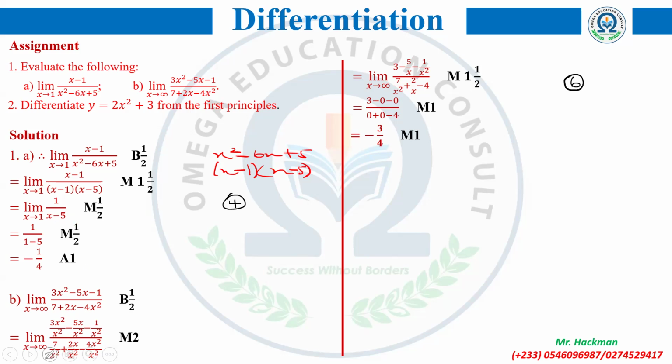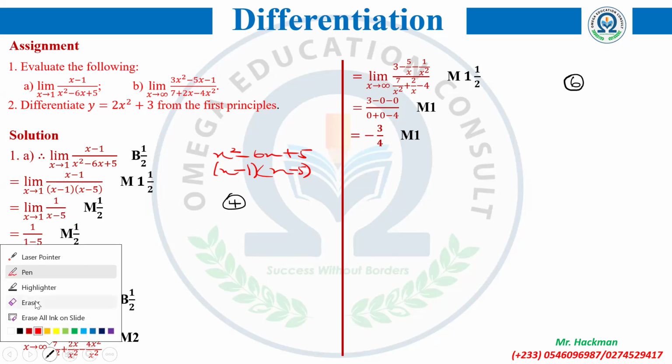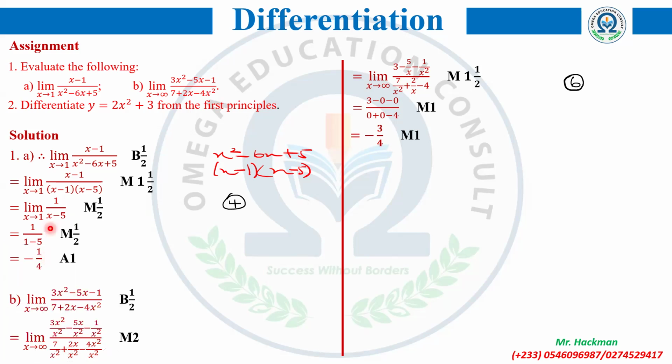Once you can see clearly that direct substitution is allowed, because if I substitute 1 in place of x, I will get 1 minus 5, which will not give me 0. So it means direct substitution is allowed. So my next step, where I am doing direct substitution, that's where the limit will go. Anywhere here, if you fail to write the limit, it will be M0, A0.